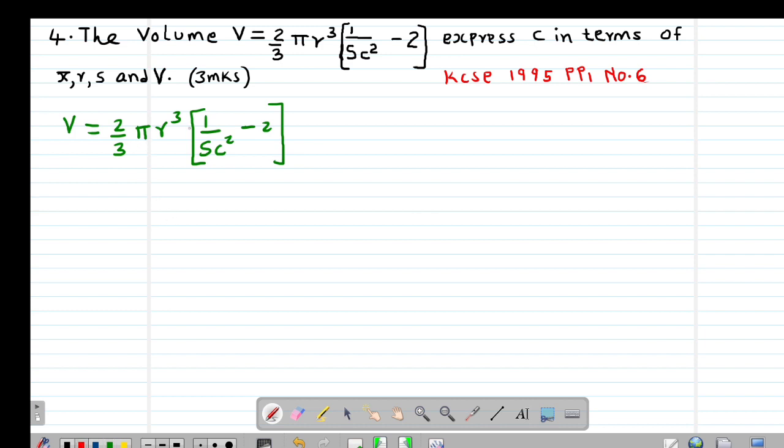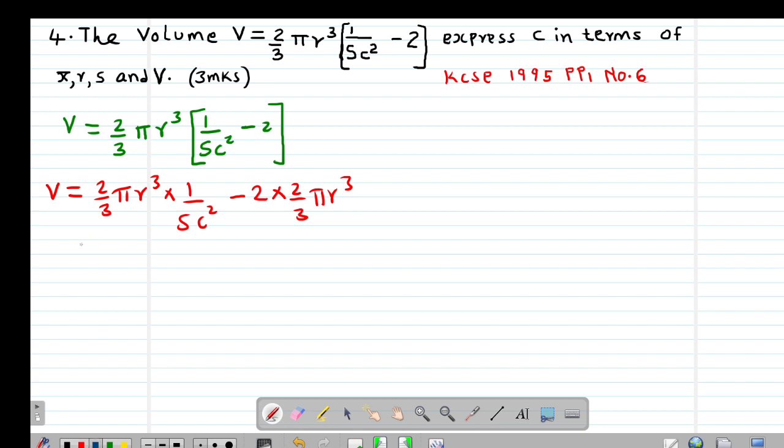For us to achieve that, I'll start by eliminating the brackets. I'm going to open the brackets on the right hand side, so that V is equal to 2 over 3 pi r cubed multiplied by 1 over sc squared, then plus 2 over 3 pi r cubed times negative 2, which is going to give a negative. So we have a negative 2 here being multiplied with 2 over 3 pi r cubed.